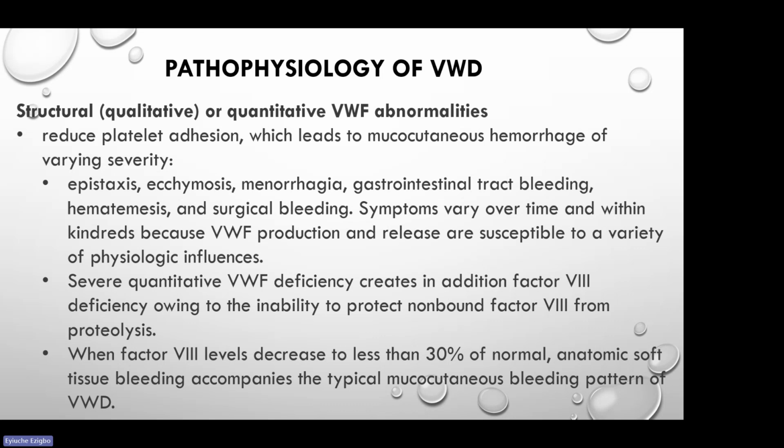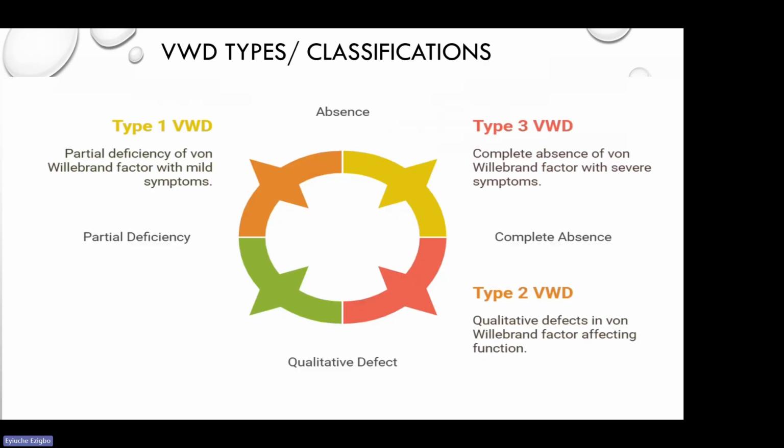When factor 8 level decreases, this will lead to the elimination of factor 8 faster from circulation. When factor 8 level decreases to less than 30% of normal, anatomic soft tissue bleeding accompanies the typical mucocutaneous bleeding pattern of von Willebrand disease. So the level of decrease in factor 8 can dictate the severity of the disease.